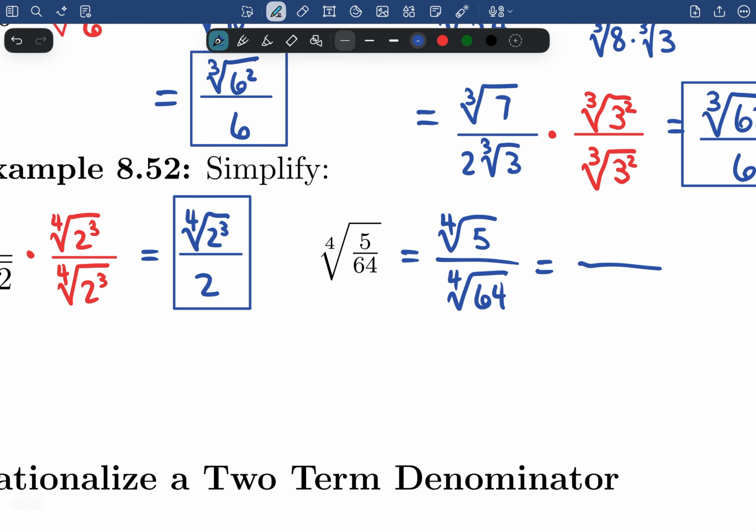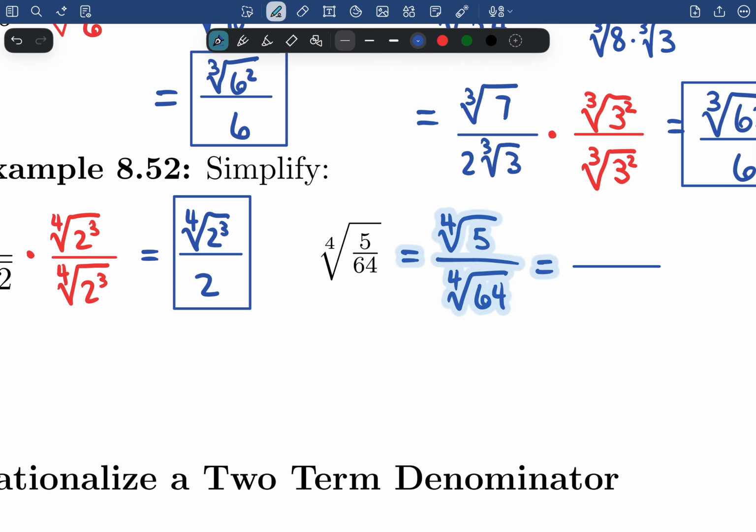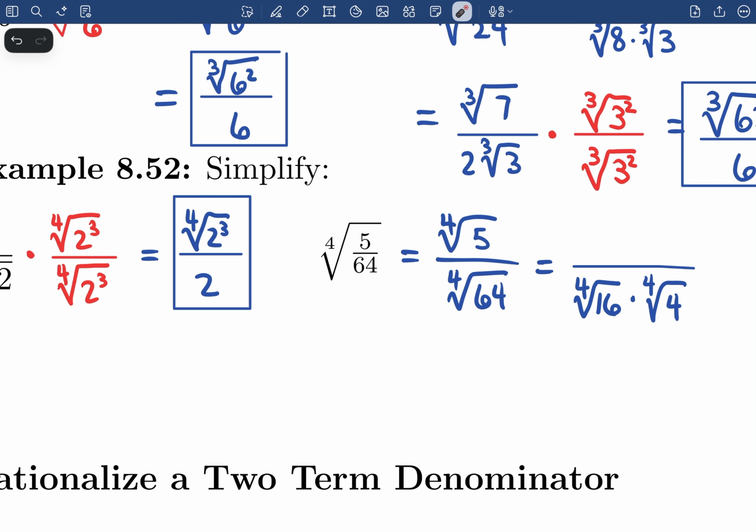Okay, so looking at the denominator, can you think of a perfect fourth that 64 is a multiple of? I can. It's 16. 16 is a perfect fourth of the value 2. 2 to the fourth power is 16. And if I multiply 16 times 4, okay, that gives me 64.